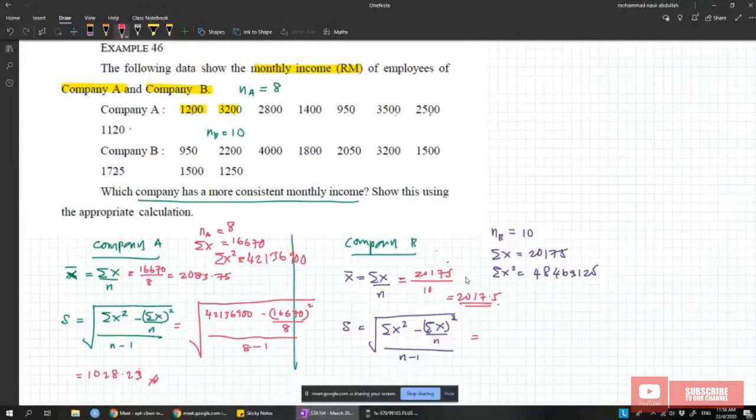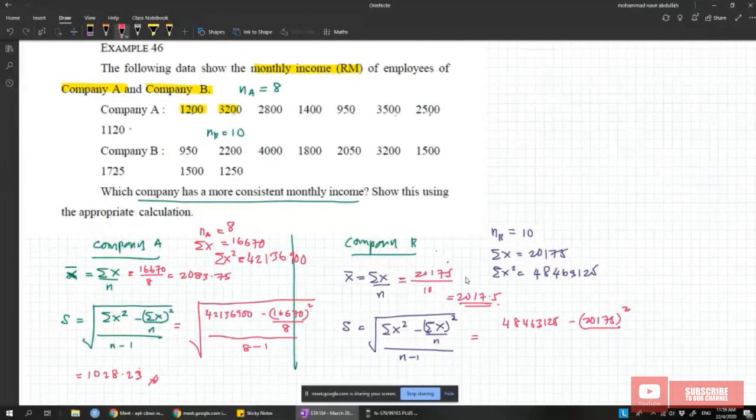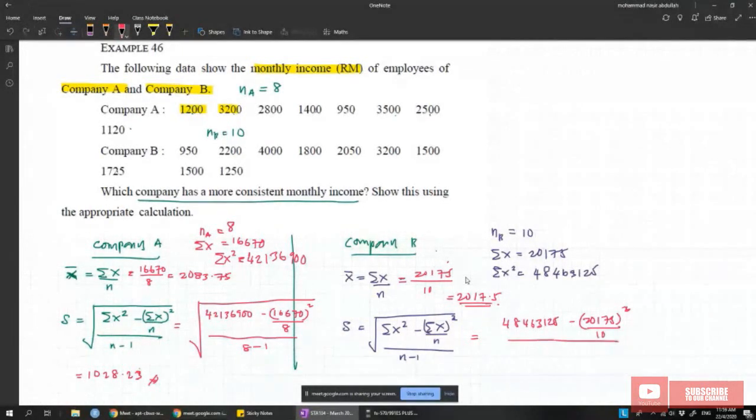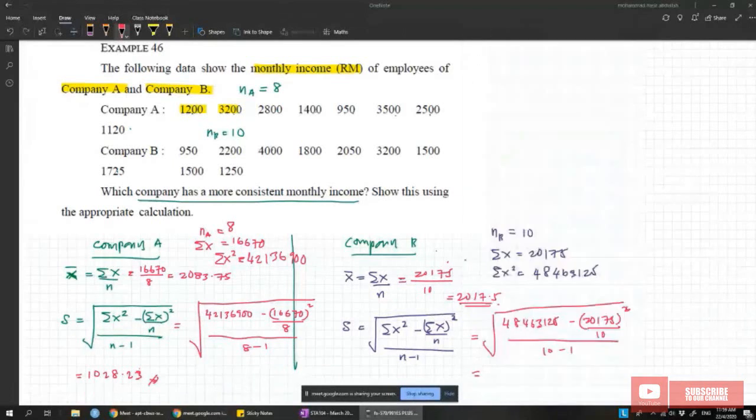And next we need to input the values. 48463125 minus 20175 squared, divided by 10, everything divided by 10 minus 1, square root, right? Tekan shift 1 and 4, tekan number 4 untuk sample standard deviation. So this one is 928.56.